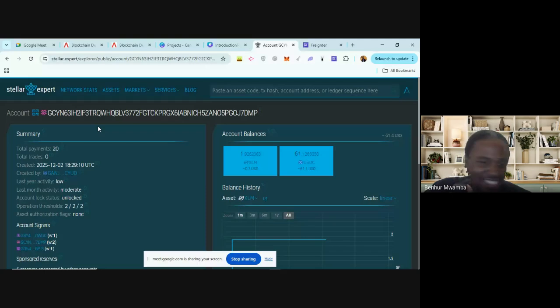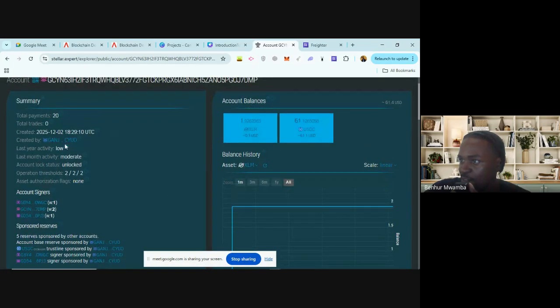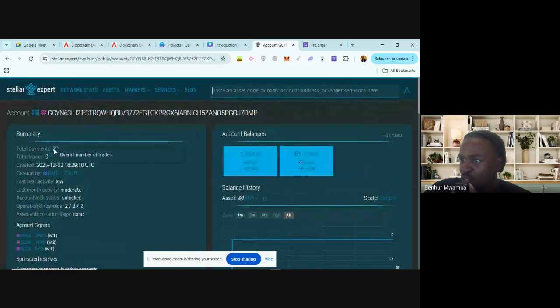Okay, so yeah, this is the account. We can see the balance: 1.9 XLM and the dollars, 61 USDC. And we can see the total payment.